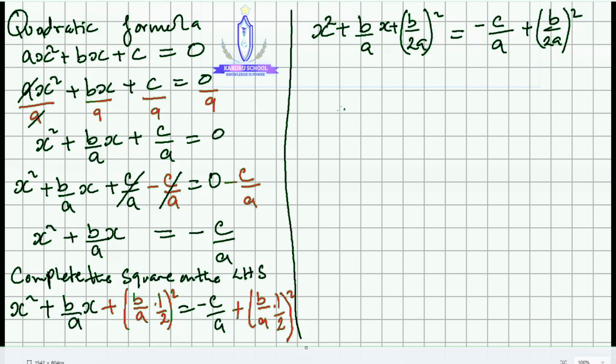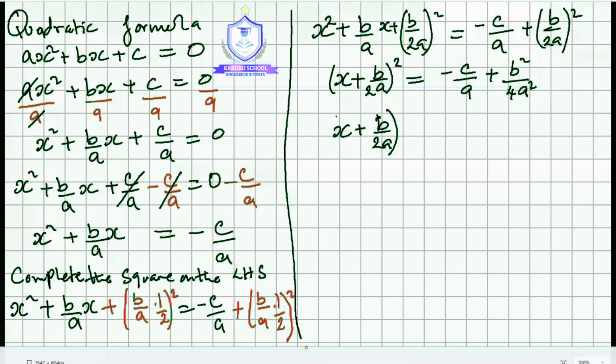So isolate the perfect square by identifying the values that are being squared. The first term would be x. So we add b over 2a. And then we simplify the right hand side of the equation. This one would be minus c over a plus b squared over 4a squared. On the left hand side, we have x plus b over 2a, the whole of this squared equals.